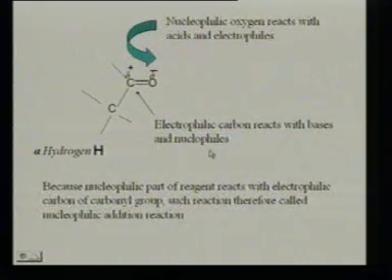Because of this polar nature of the carbon-oxygen double bond, oxygen has a partial negative charge and carbon has a partial positive charge. Because of this, a nucleophile, which is an electron rich compound, likes to react with the carbon. Similarly, carbon has a positive charge, so it is an electrophile and reacts with bases and nucleophiles. And another important property of the carbonyl compound is the acidic nature of alpha hydrogen.